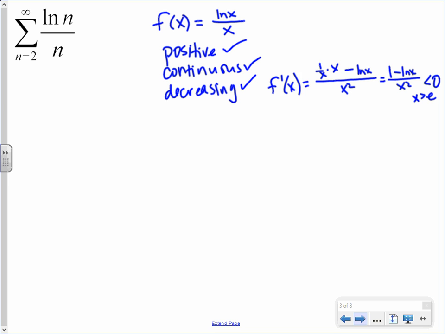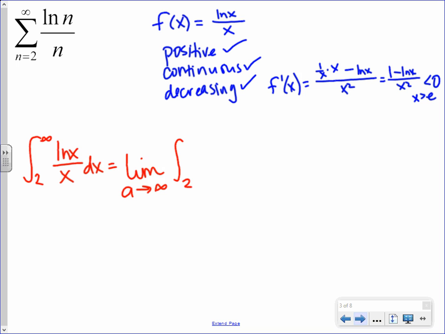All right, so now we're going to look at the integral from 2 to infinity of natural log of x over x dx. I'm going to use u this time. It's more comfortable. To take this antiderivative, we need to use what? Substitution.